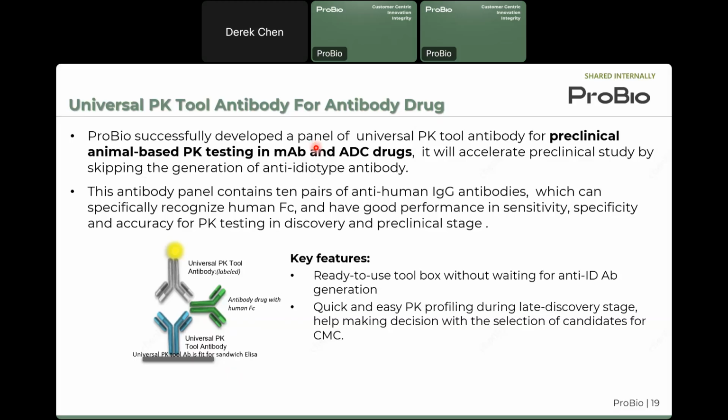So under these circumstances, ProBio developed a panel of universal PK2 antibodies. These antibodies specifically recognize the constant region of human IgG with different isotypes, and have minimal cross-reactivity towards the IgG from regular lab animals such as mice, rats, rabbits, cynomolgus monkeys, dogs, etc. So this ready-to-use toolbox enables quick and easy PK profiling during the late discovery stage and helps you make the decision about the selection of candidates for the downstream cell line generation and CMC process development.